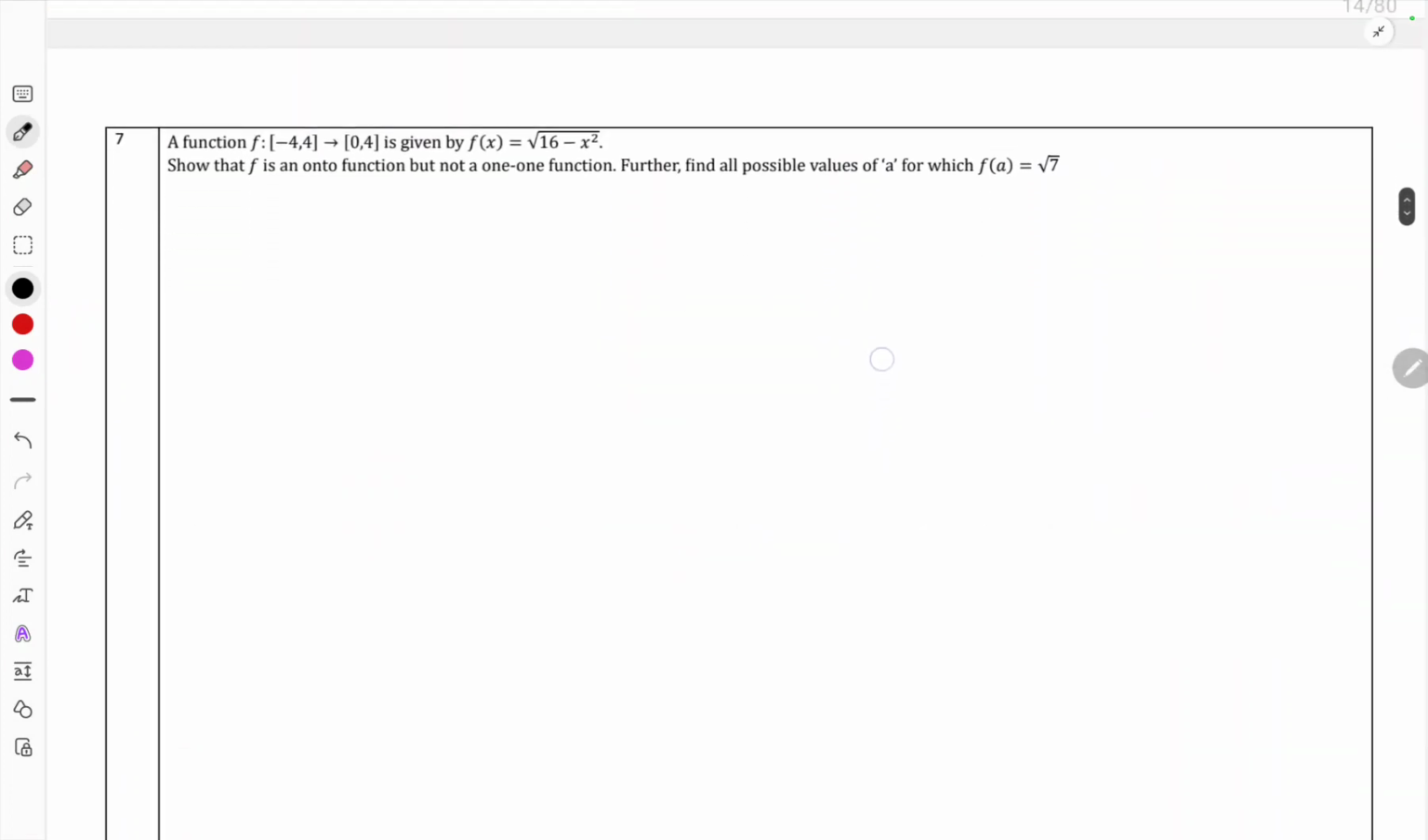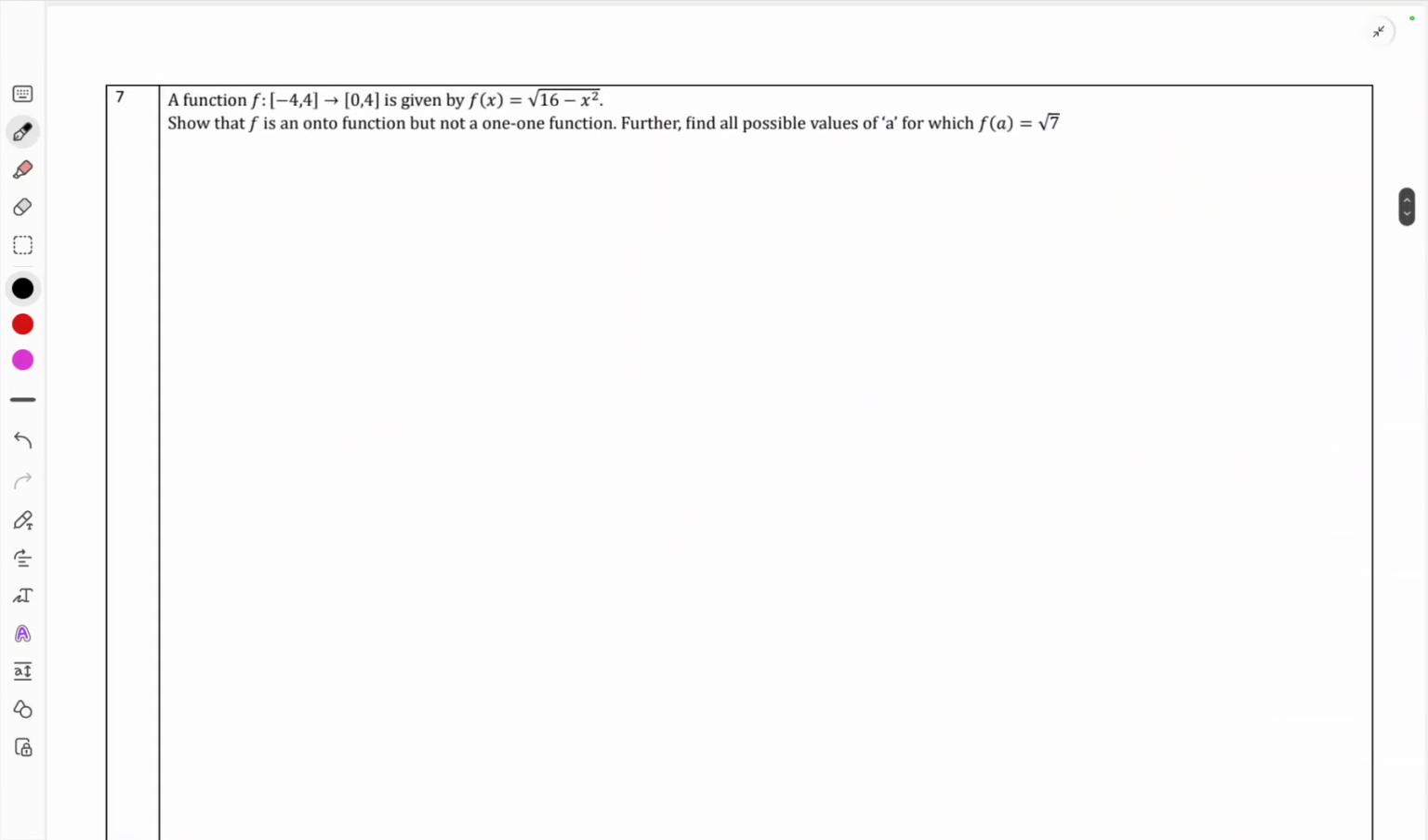So now we can start the next question, the 7th one. A function from minus 4 to 4, domain is minus 4 to 4, to 0 to 4 is given by f of x equal to root of 16 minus x square. Show that f is an onto function but not one-to-one.